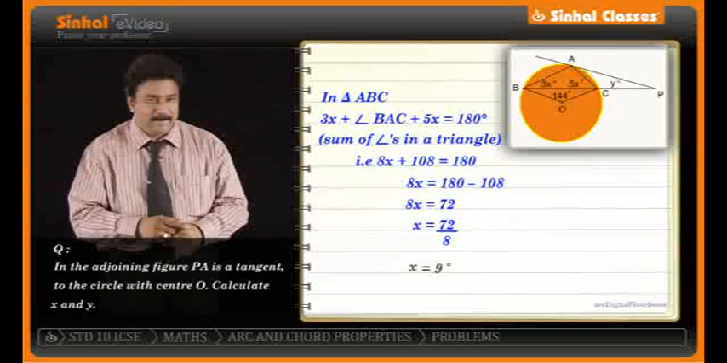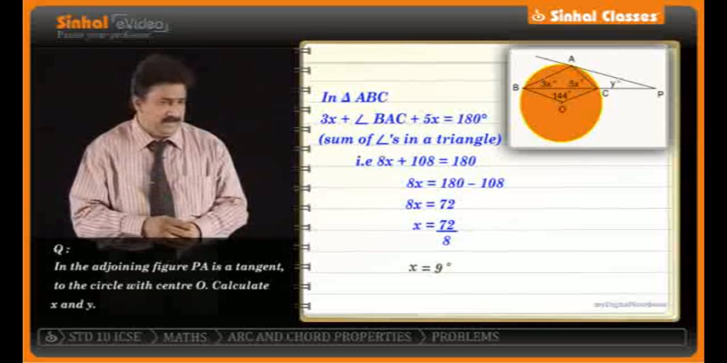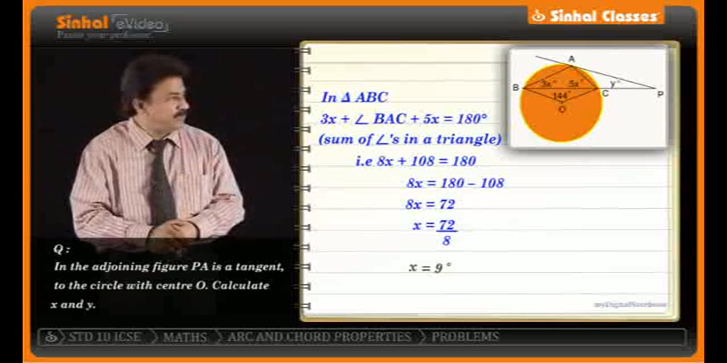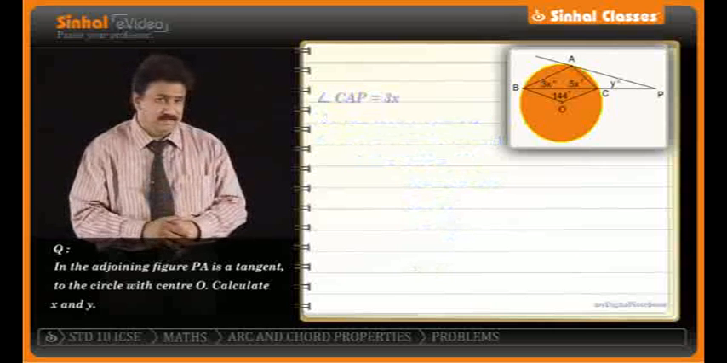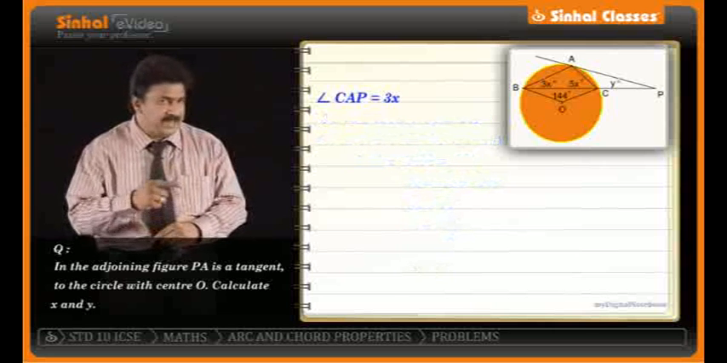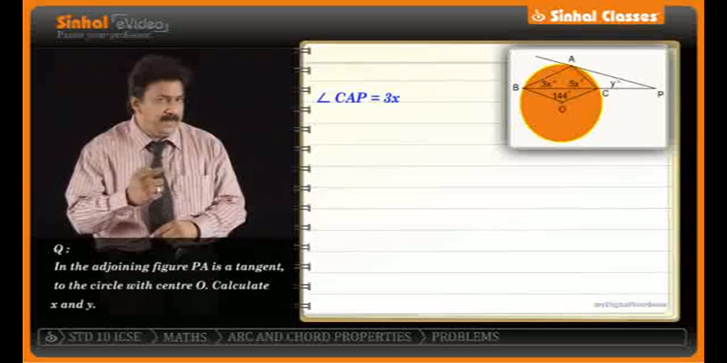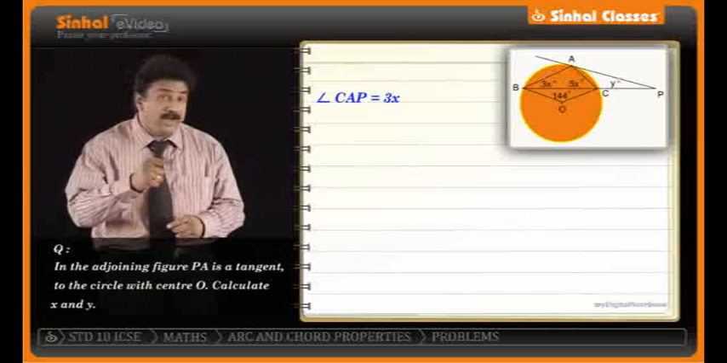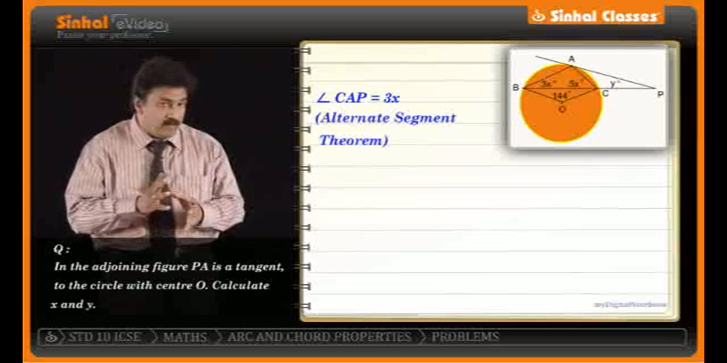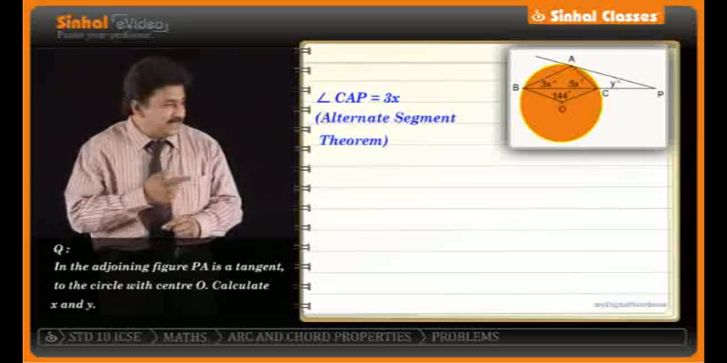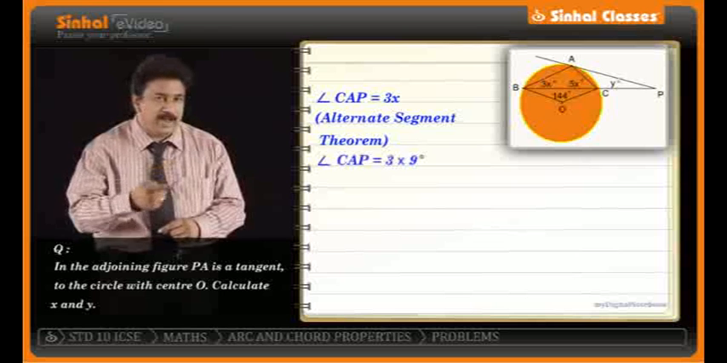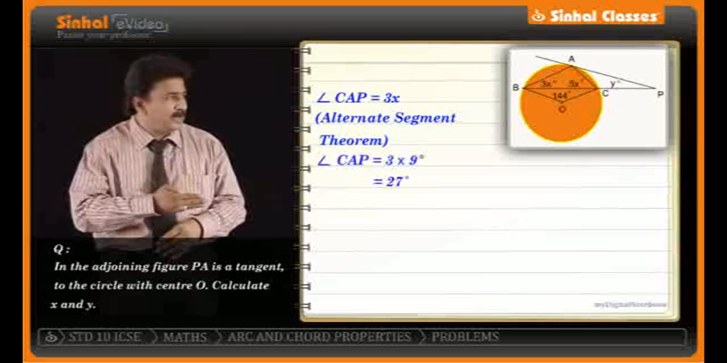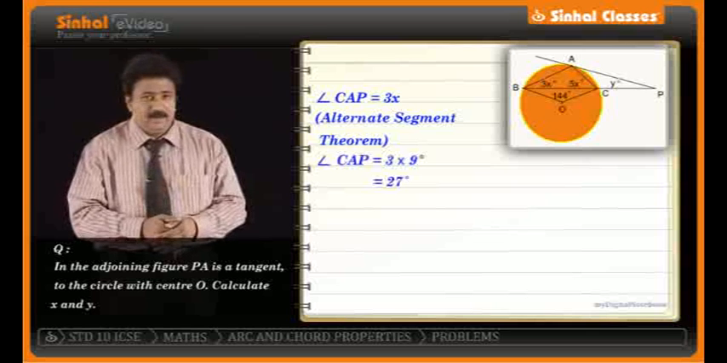Now I have to find y. Now with the help of this, see, can I say angle CAP is 3x? See the figure very carefully. Can I say angle CAP is equal to 3x? Yes, why? Alternate segment theorem. Therefore, I come to the conclusion that angle CAP is 3 into 9, that is 27 degrees. So I got the measurement of angle CAP.